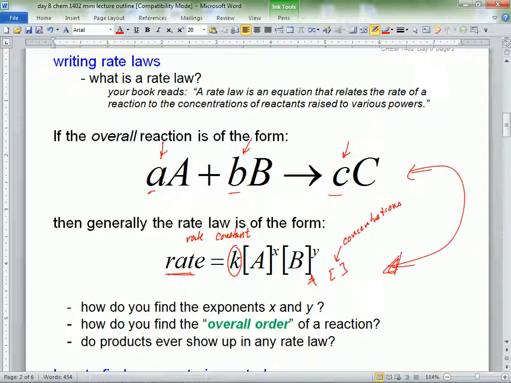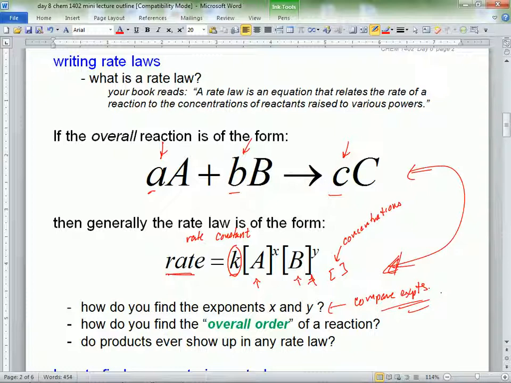Okay, so if this is the reaction, this is how you'd write the rate law. You just write the word rate, you put a K, and you put inside brackets each reactant. Okay, it's not too bad. Then you put a little x and a y up there. So the x and the y are exponents. And how do you find them? Well, we have to compare experiments, but we got to talk about a few things first.